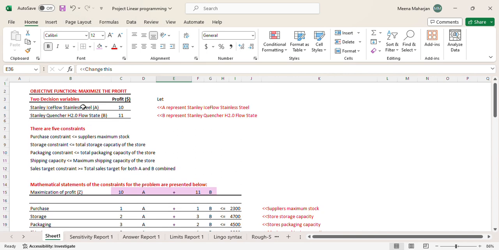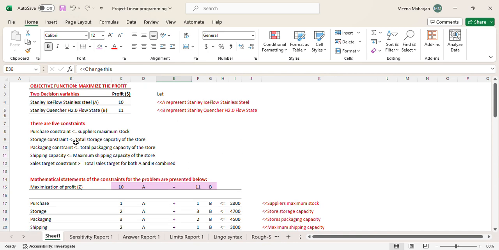We have two decision variables in our linear equation model: Stanley ice flow, which is represented as A, and Stanley quencher 2O flow state, which is represented as B in this model.